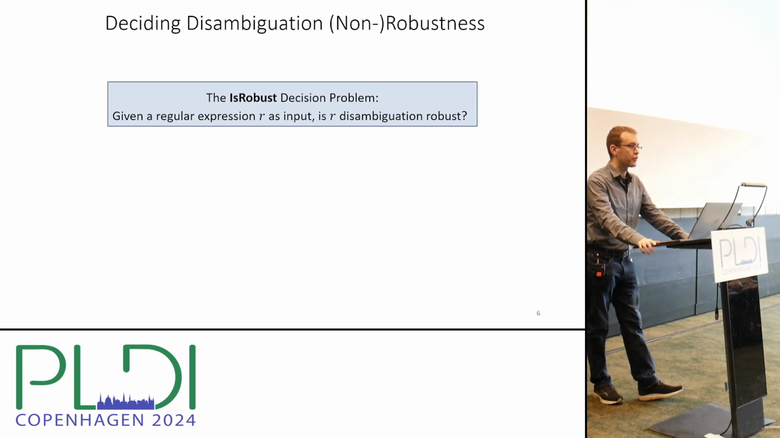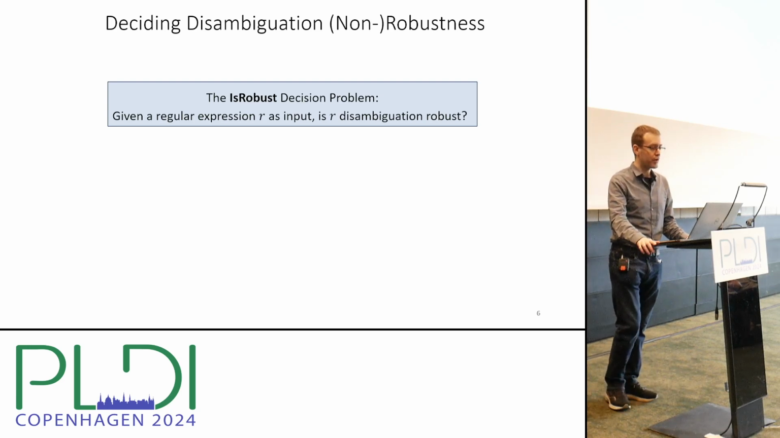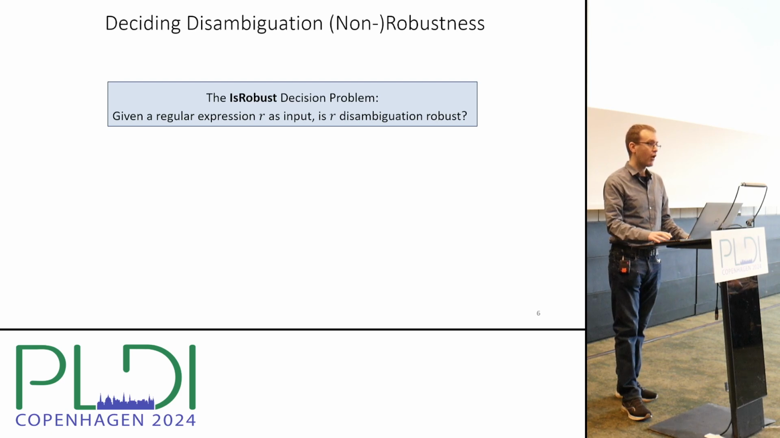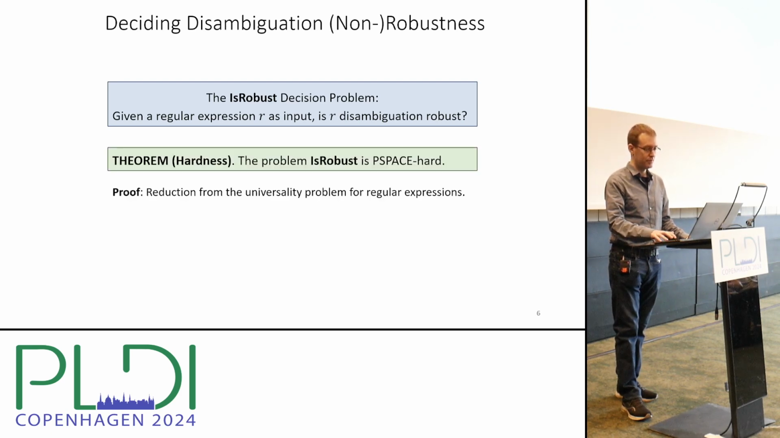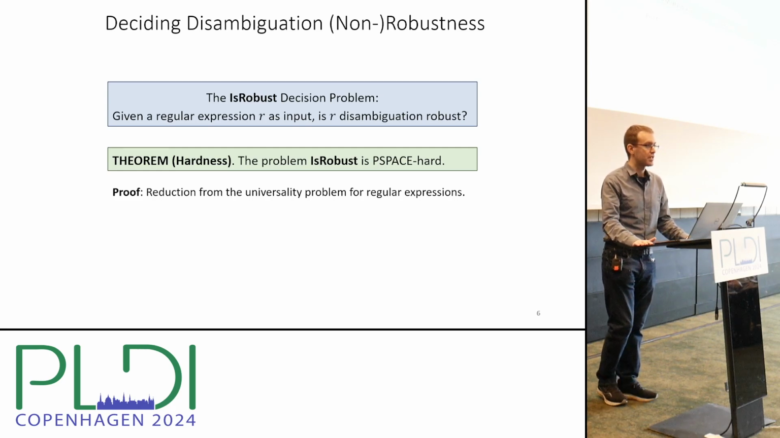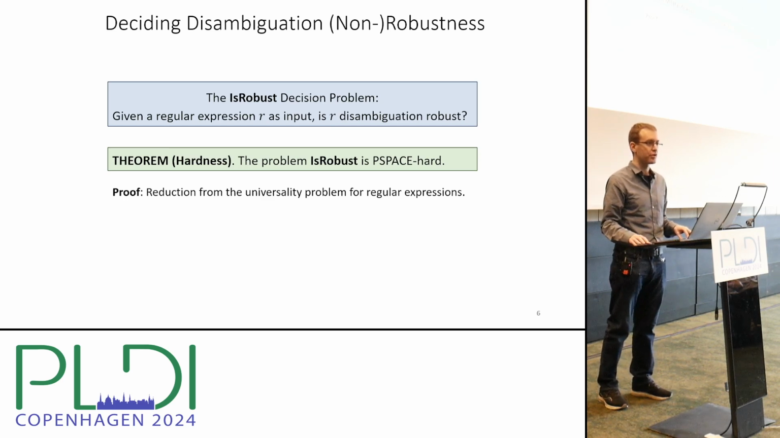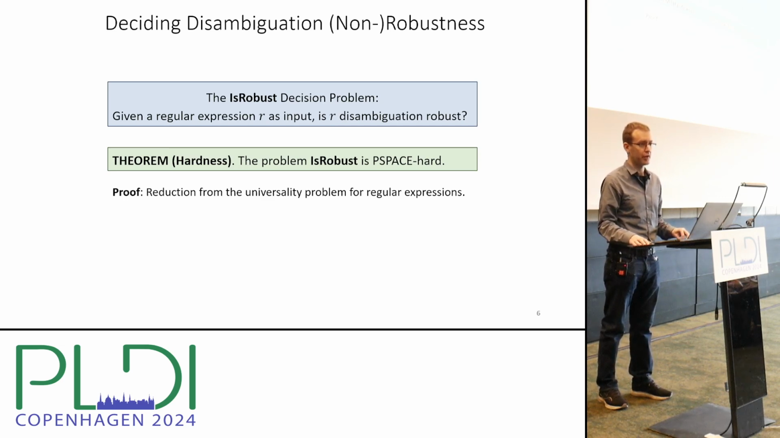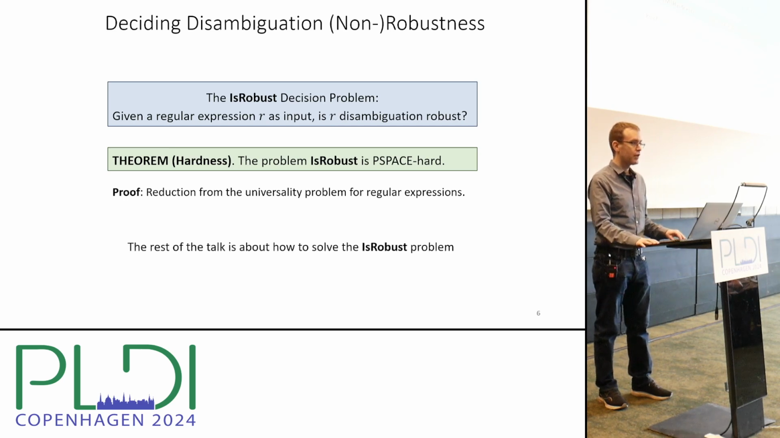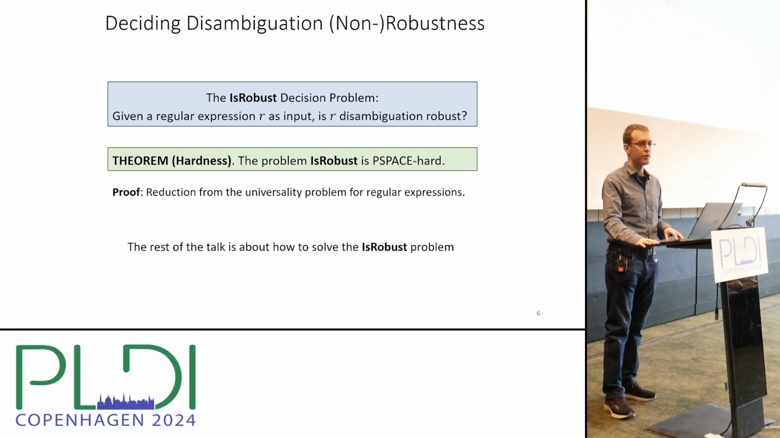So our notion of robustness naturally gives rise to a decision problem, which I call is robust. If we're given a regular expression R as input, is our disambiguation robust? And our first theorem is a hardness result that says that the problem is robust is PSPACE-hard, which is something that we prove with a reduction from the universality problem for regular expressions. For the rest of the talk, I will try to give you a little bit of high-level intuition as to how we can actually solve the is robust problem.